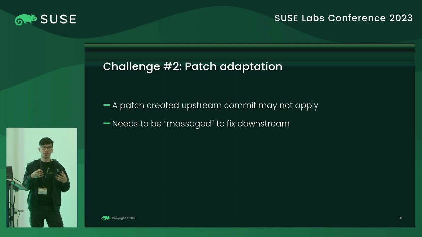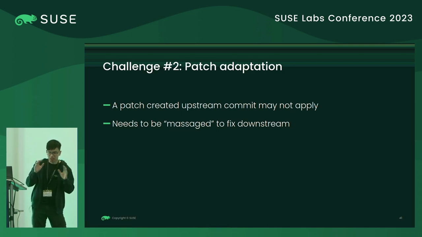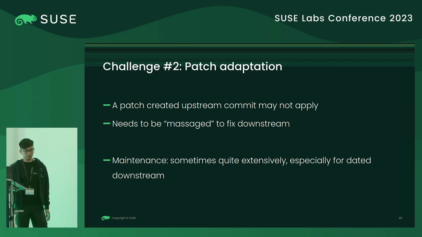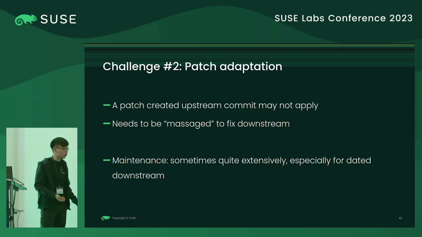Essentially, the patch you take straight from upstream may not apply to your downstream branch. And to deal with that, you have to massage and change the patch a bit so it fits into your downstream. This is mostly only needed for the maintenance branch, because for the development branch, we usually can just take everything, and this isn't too much of an issue. For the maintenance branch, the older the branch you're dealing with, the harder it will get.